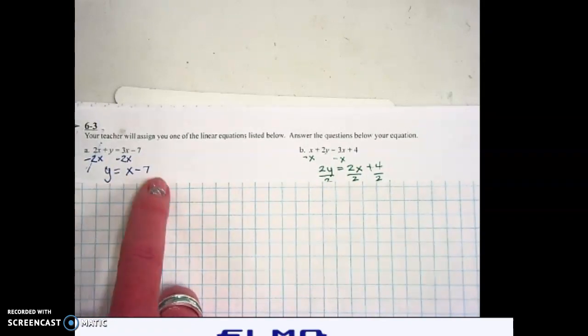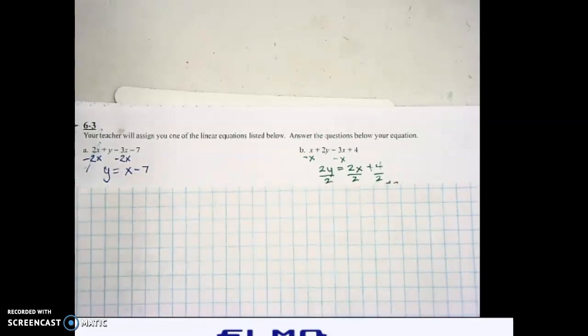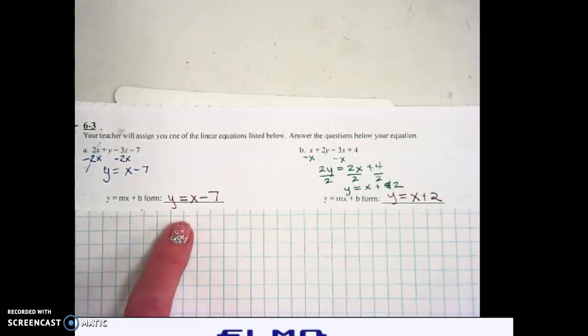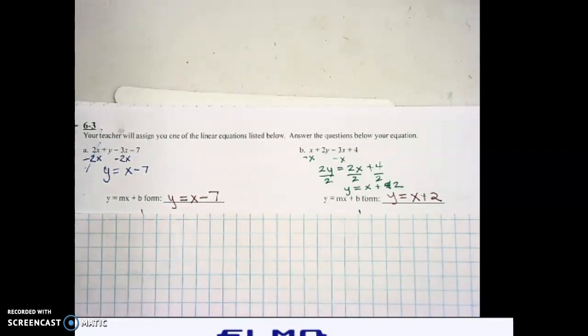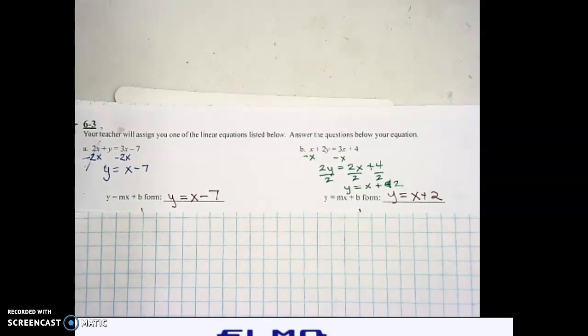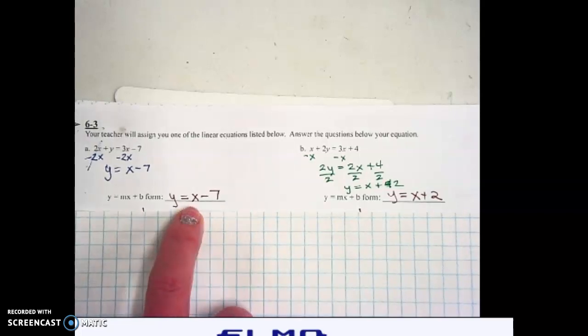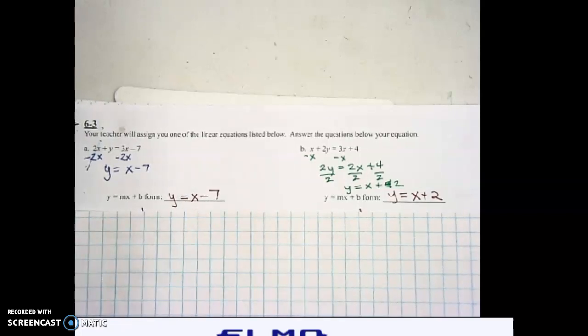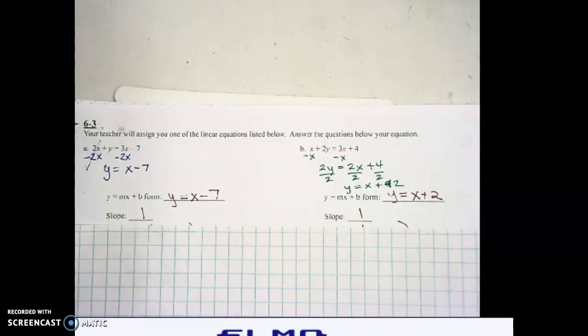Can I combine the x minus 7? No, they're not like terms. So the answer is y equals x minus 7. That's in slope-intercept form. The question below it asks you what is the slope. The slope is the coefficient of the x. What's in front of this x? 1. There's a 1 there that you can't see, so you write down 1.